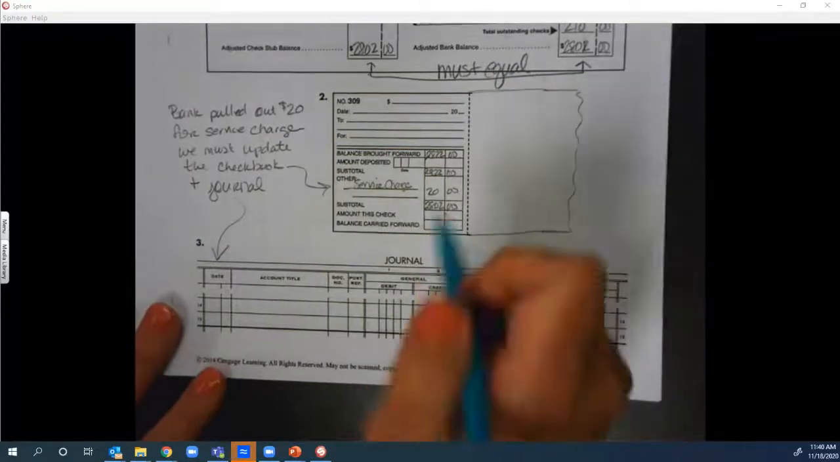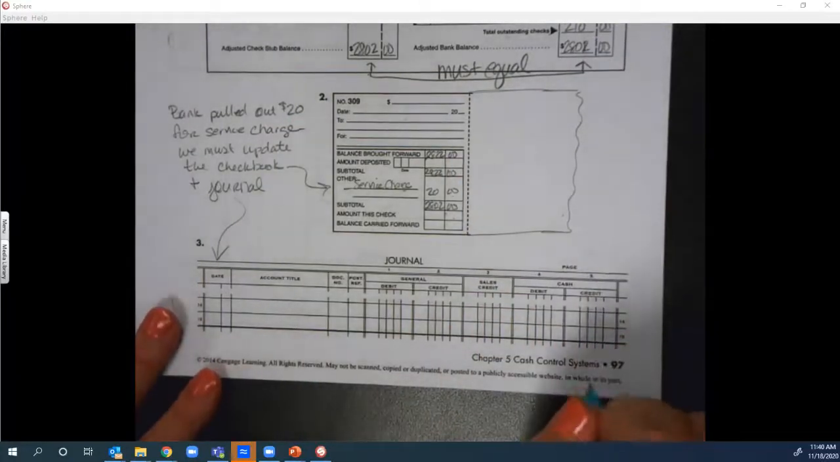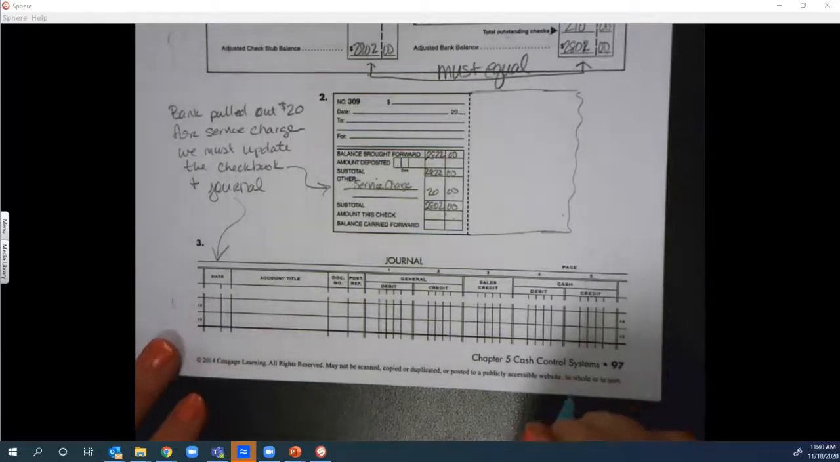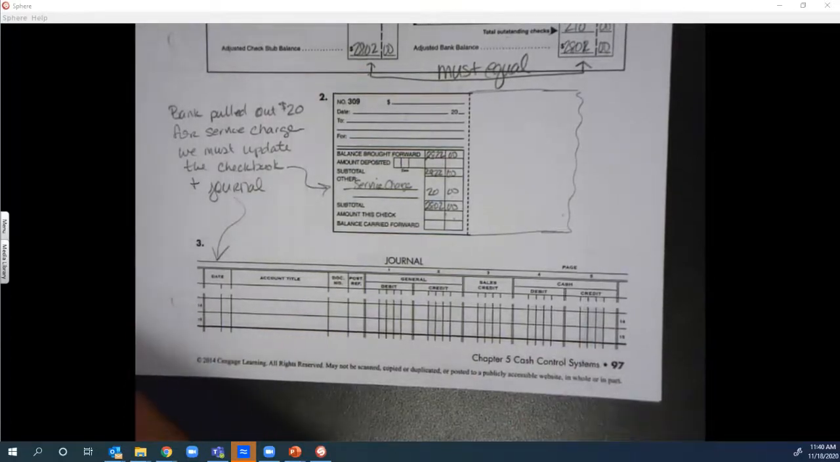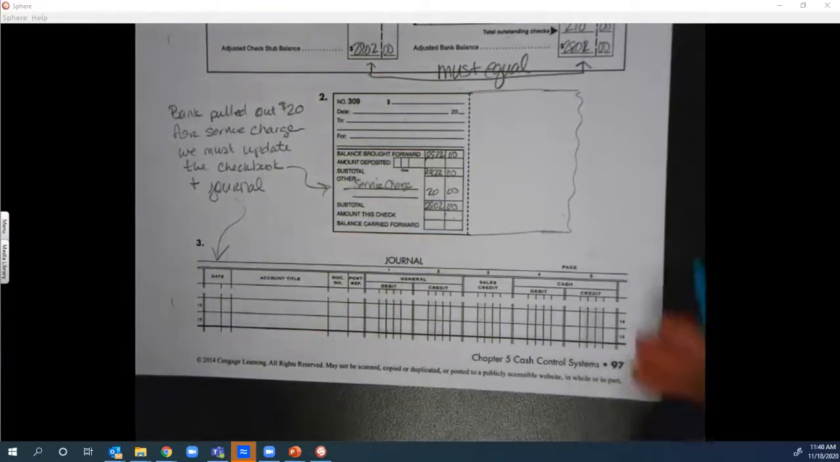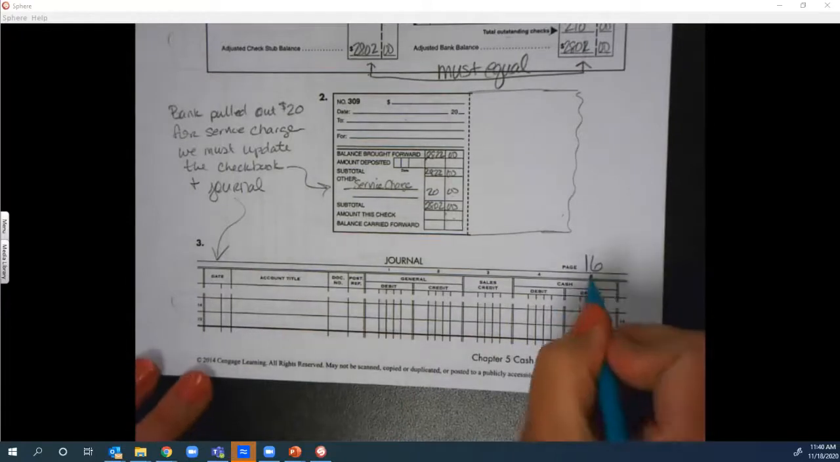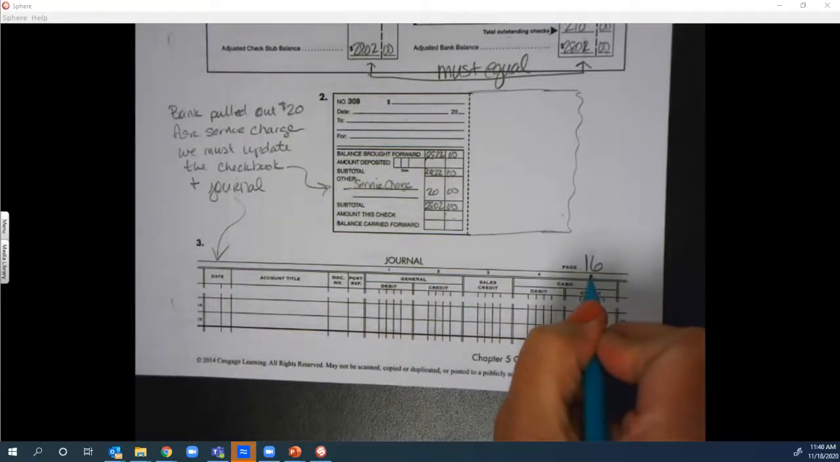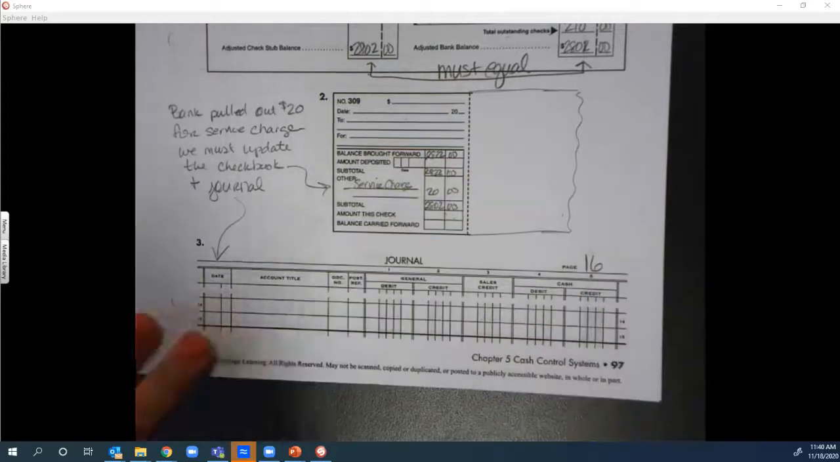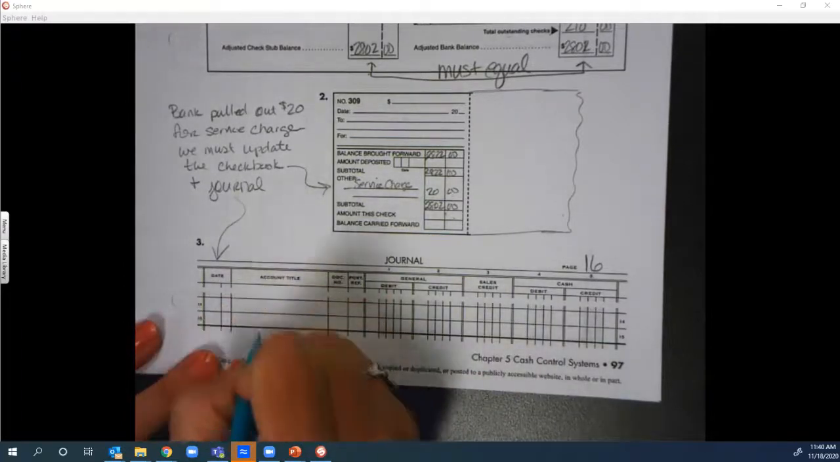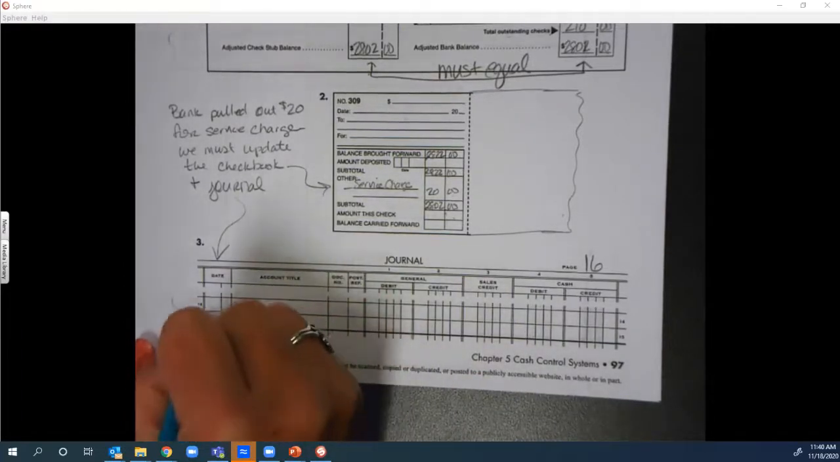Okay, because this all has to match, but it also has to match our journal. So it tells us that we're recording it on page 16. Start looking at those page numbers a little bit closer, make sure you're getting the right page number in there. It doesn't tell you miscellaneous expense, so you'll just kind of have to know that. Right, you can ask and I'll tell you.